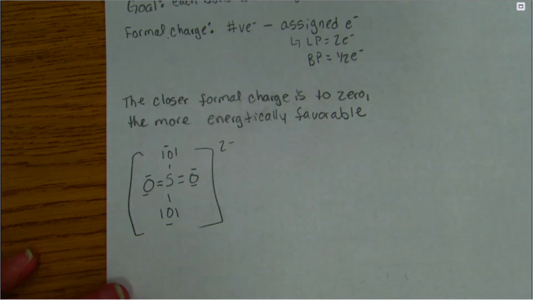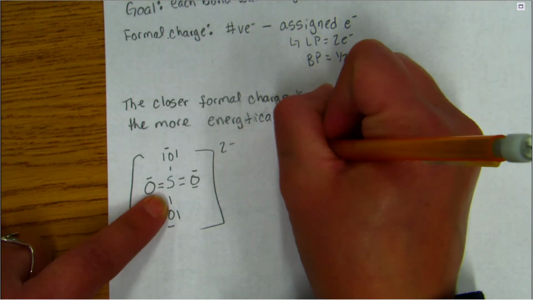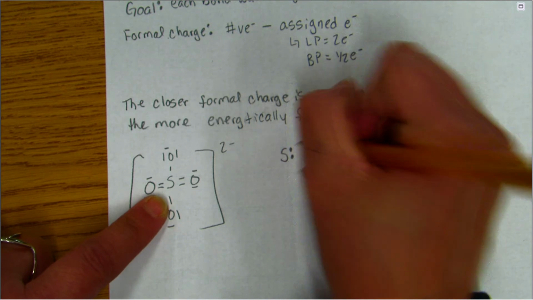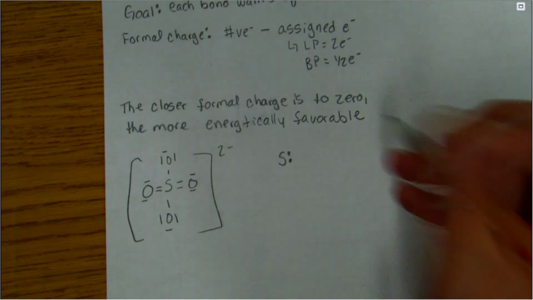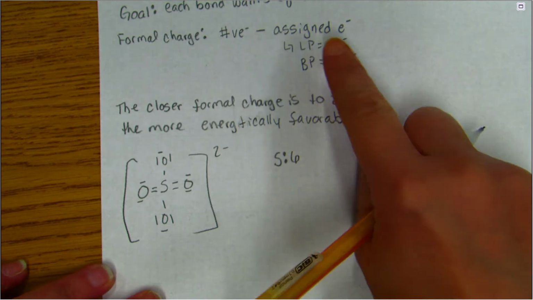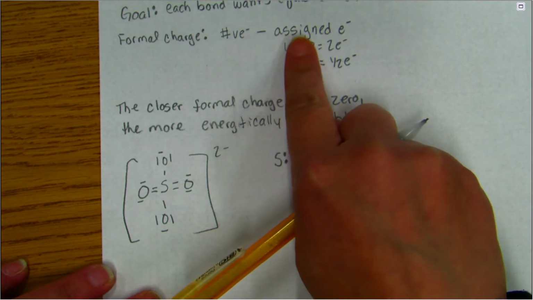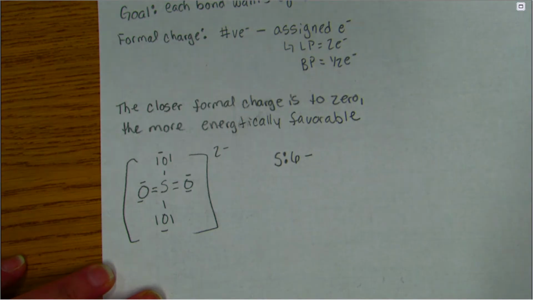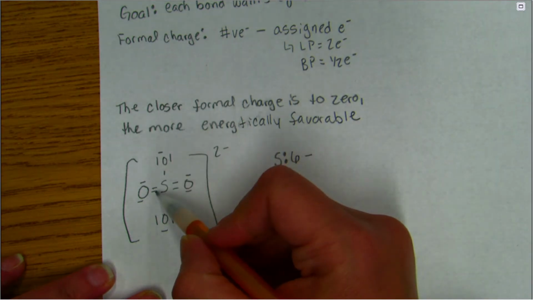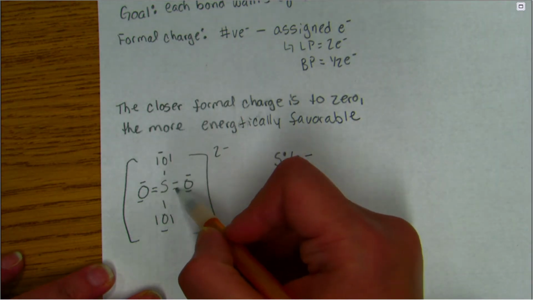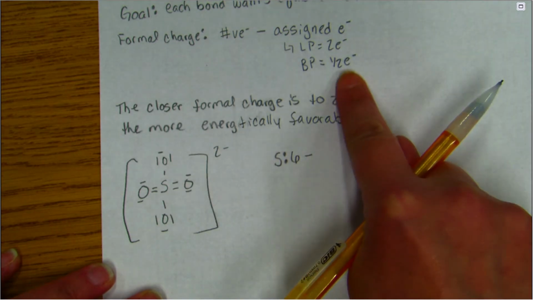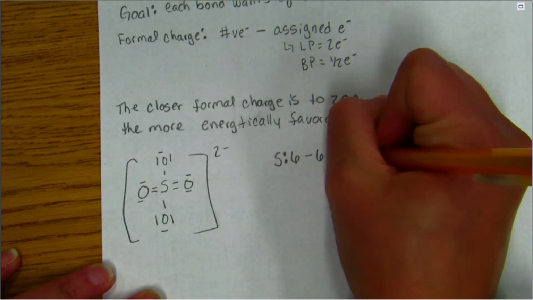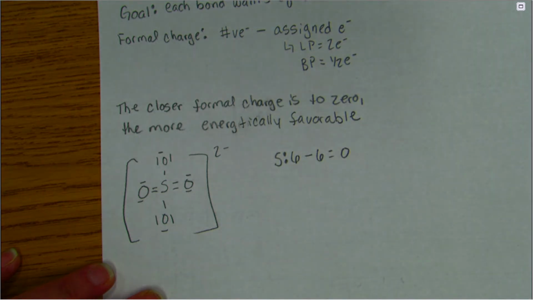Now, let's check out the formal charge. What is the formal charge of sulfur? Sulfur, again, has 6 valence electrons. So we're going to do valence electrons minus assigned electrons. What are my assigned? It has 2, 4, 6, 8, 10, 12 shared electrons. So half of 12 is 6. So sulfur now has a formal charge of 0.